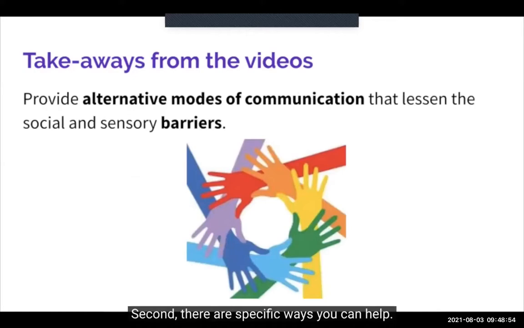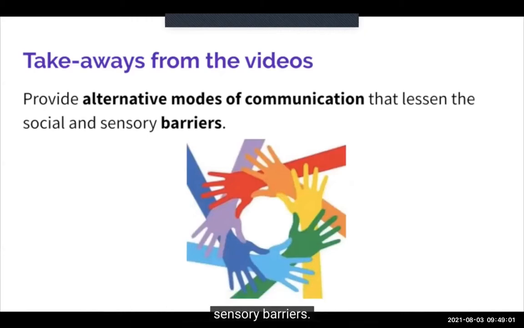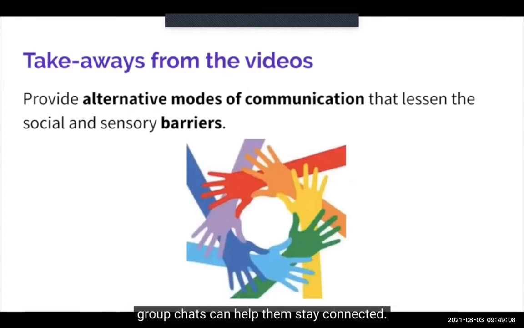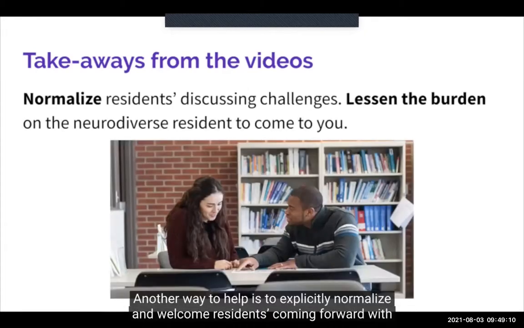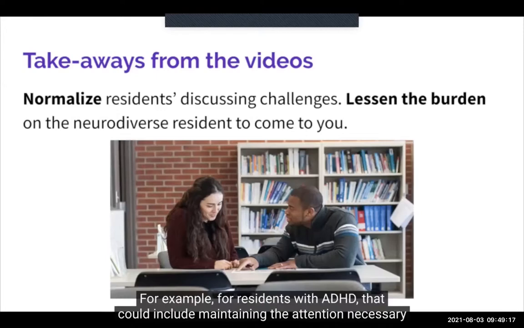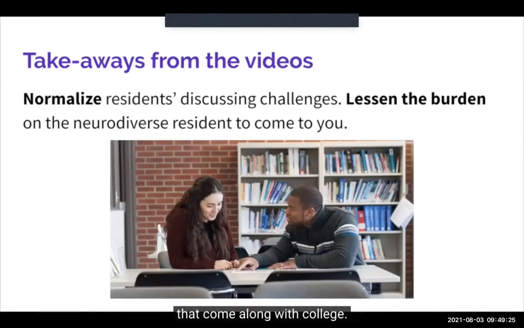Second, there are specific ways you can help. One of them is providing alternative modes of communication that lessen the social and sensory barriers. For residents who struggle with in-person dialogue, putting information in emails and group chats can help them stay connected. Another way to help is to explicitly normalize and welcome residents coming forward with any challenges they have. For example, for residents with ADHD, that could include maintaining the attention necessary to complete assignments, or struggling to navigate handling the new responsibilities that come along with college.